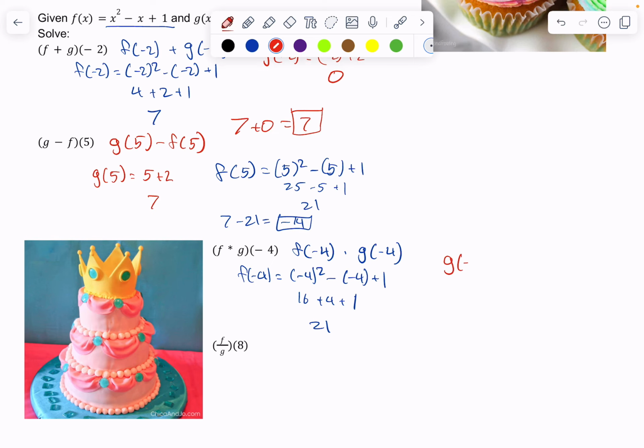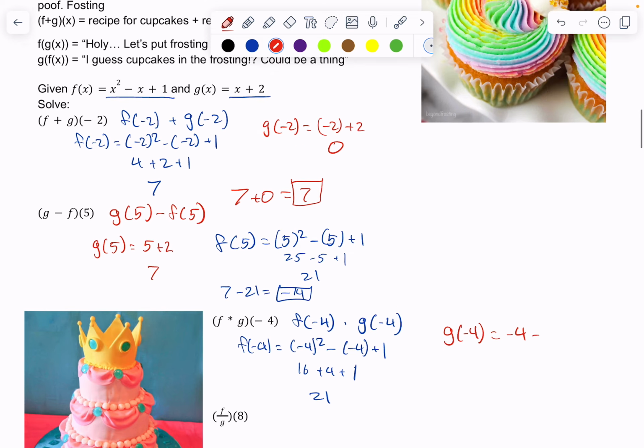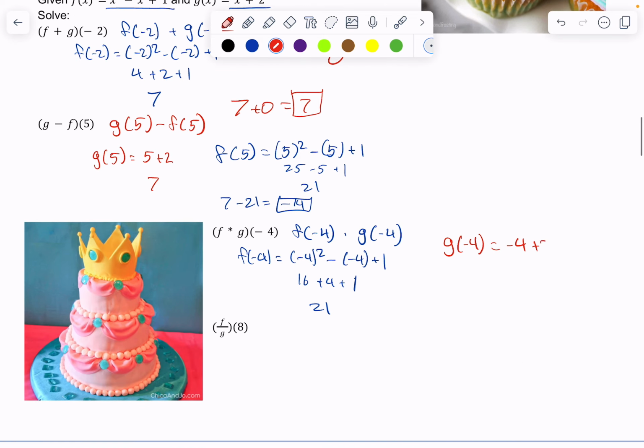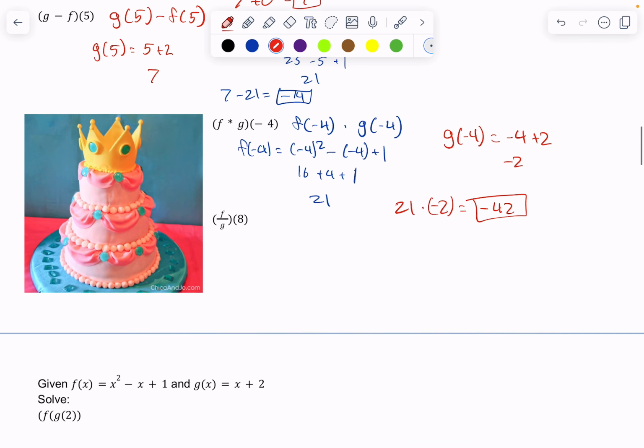g of negative 4 equals negative 4, is it minus or plus? Plus 2. Plus 2, which gives me negative 2. This is multiply, so 21 times negative 2 equals negative 42. All right.